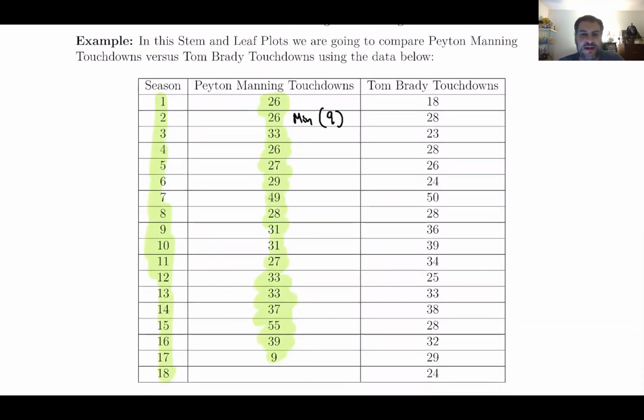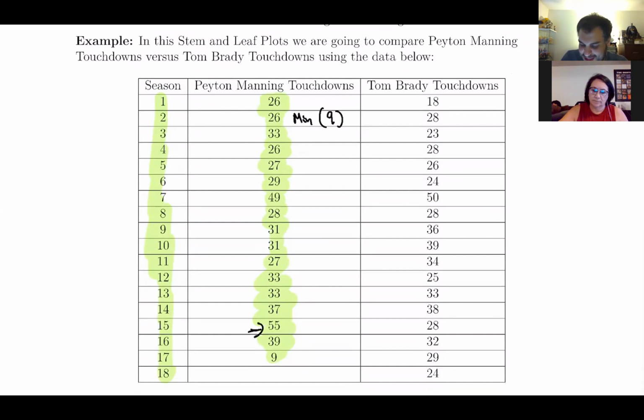All right, what about the max? What's the highest amount of touchdowns that Peyton Manning threw in one season? 49. Almost close. It was 55. Anytime you're looking at these numbers, try to double check so you make sure you get the right number. All right, so the minimum is 9, the max is 55. Everybody good with that?